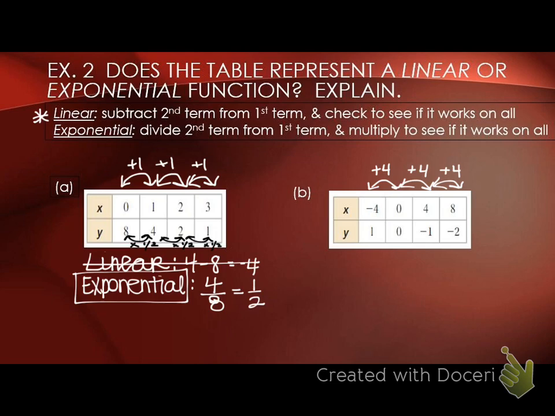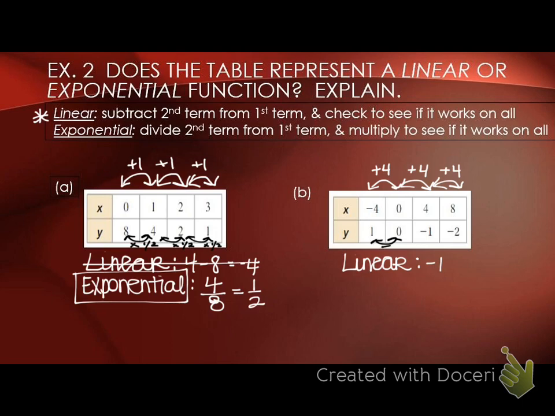Let's see what Y is doing. All right, let's check to see if it's linear. Now, sometimes it's just going to be super obvious. Okay, how did they get from 1 to 0? Be careful. They subtracted 1. So let's check it all the way across.